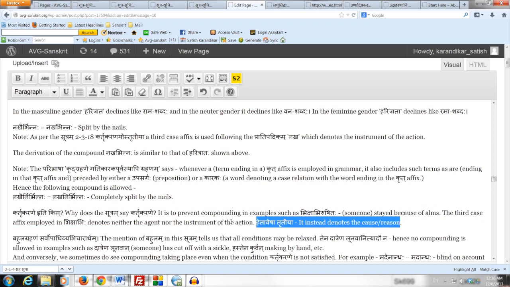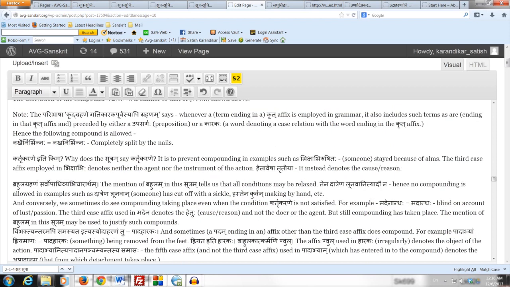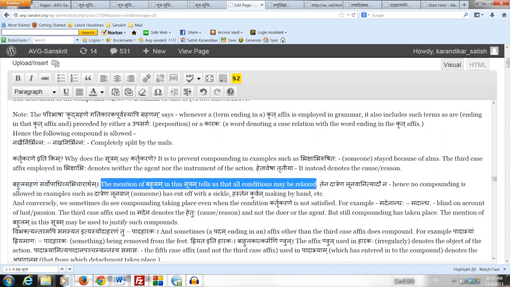Hence the sutram 2132 does not apply, because 2132 says kartrukarane, and here the tritiya affix in bhikshabhi denotes neither the agent nor the instrument of the action. The next note here says, Bahulagrahanam sarvopadhi vyabhicharartham. The mention of bahulam in this sutram tells us that all conditions may be relaxed.